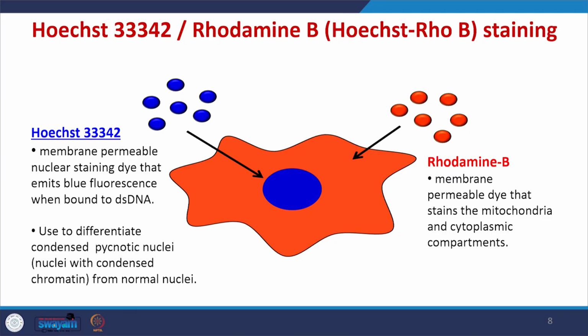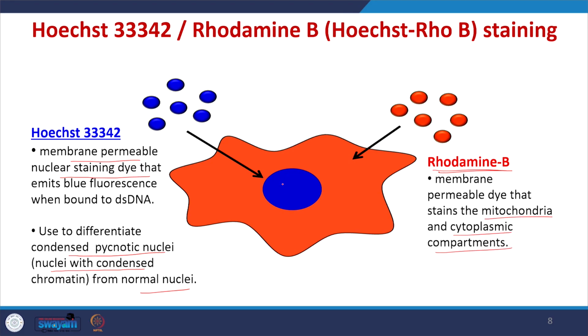Here the Hoechst stain is a membrane permeable nuclear staining dye that emits blue fluorescence when attached to double stranded DNA, and this is used to differentiate the condensed pyknotic nuclei from the normal nuclei. During apoptosis, we will observe nuclei with condensed chromatin. And we are going to use another dye, rhodamine B, a membrane permeable dye that stains the mitochondria and cytoplasmic compartment.